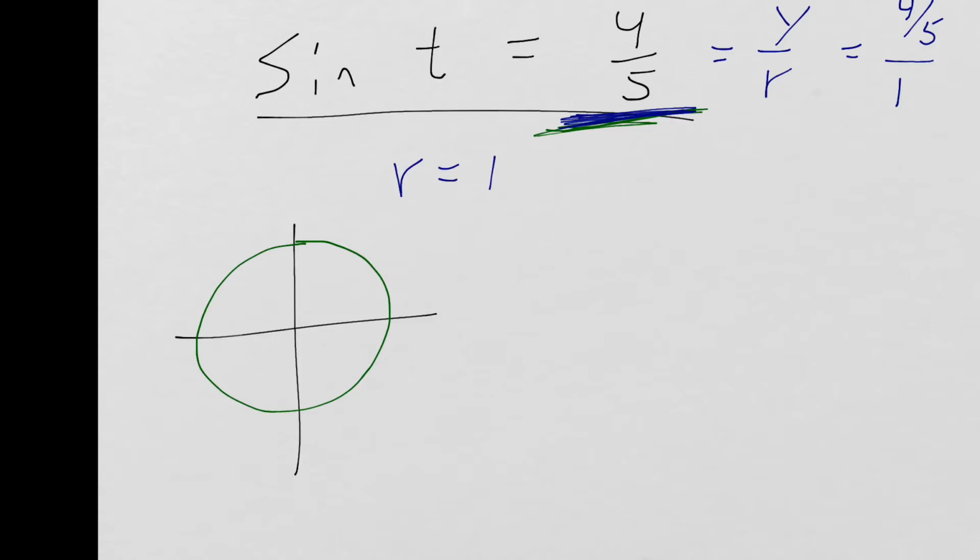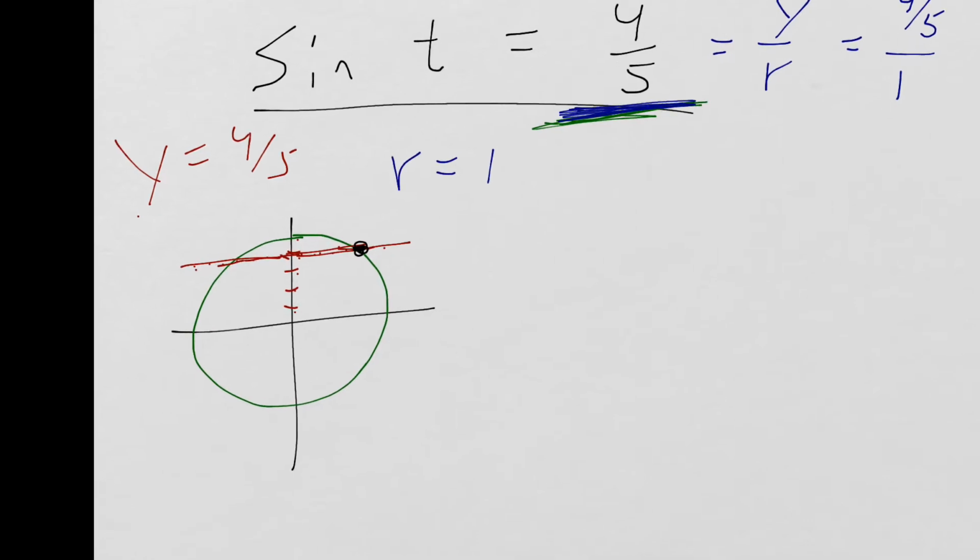So I'm going to break the y direction into fifths. 1, 2, 3, 4, 5, 4/5. So here, if I can draw this correctly, let's draw a straight line. So there, that's y equals 4/5. And where does it cross our unit circle? Well, it crosses it at 2 spots, here and here. Okay? So we either have this as our angle, T, or this is our angle, T.